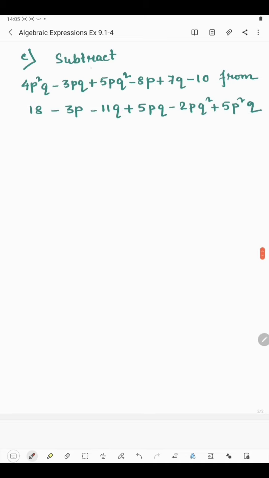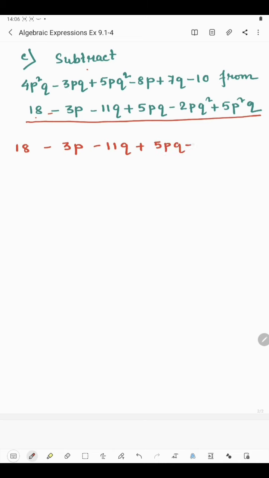Now in the C part we have to subtract 4p square q minus 3pq plus 5q square minus 8p plus 7q minus 10 from the expression 18 minus 3p minus 11q plus 5pq minus 2pq square plus 5p square q. So this expression should be written on top. So we'll write 18 minus 3p minus 11q plus 5pq minus 2pq square plus 5p square q.